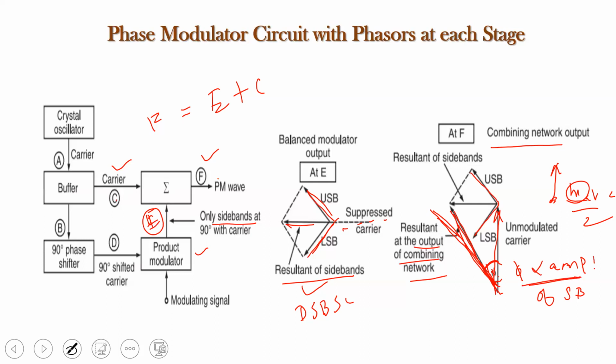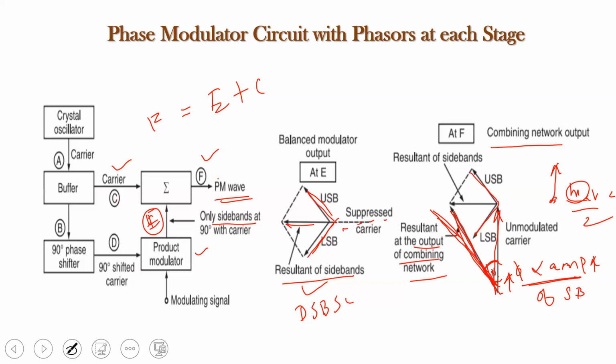When the amplitude increases, the phase angle phi increases. When the amplitude of the message decreases, the phase angle phi will decrease. So, we can say that the phase of the carrier is changing directly according to the amplitude of the message. So, we are generating a direct phase modulated wave at the output of this phase modulator.